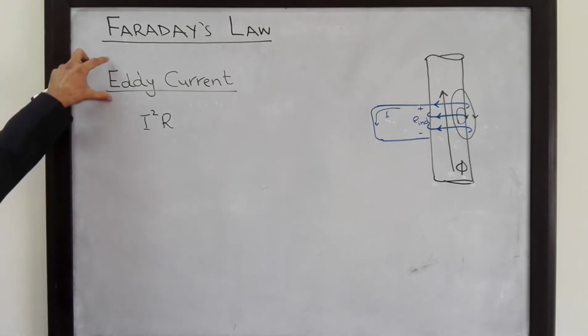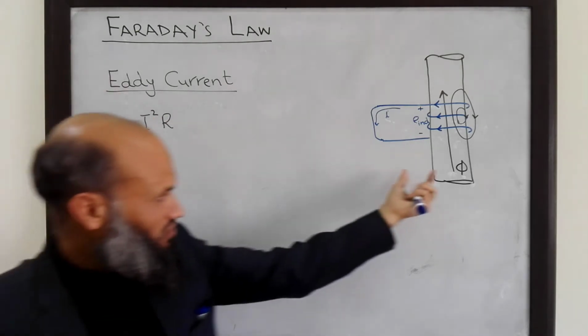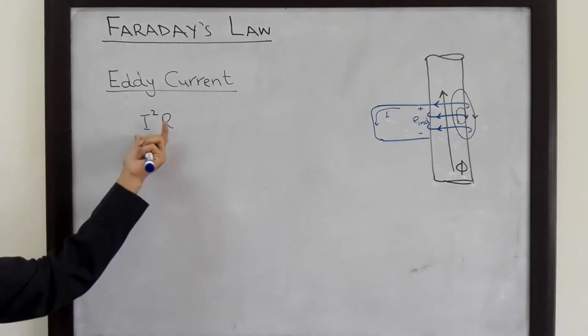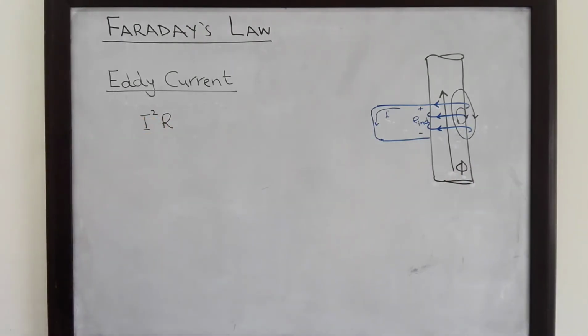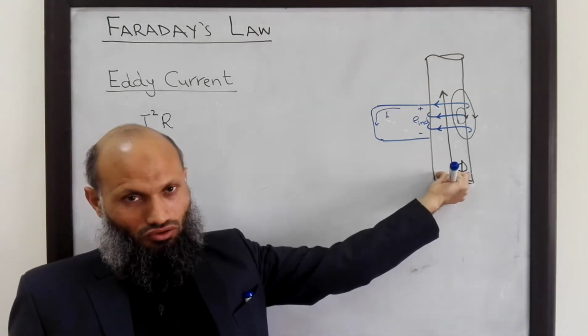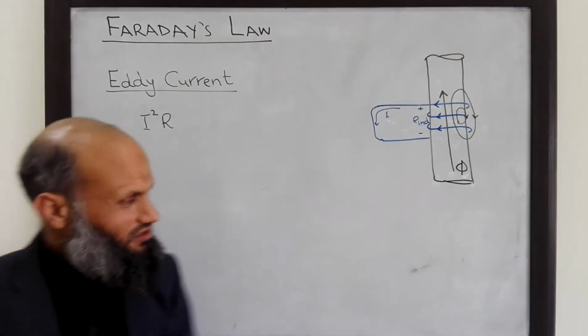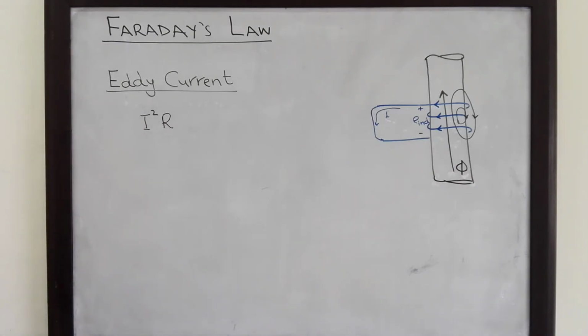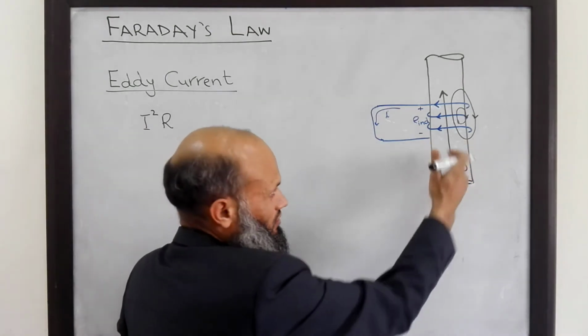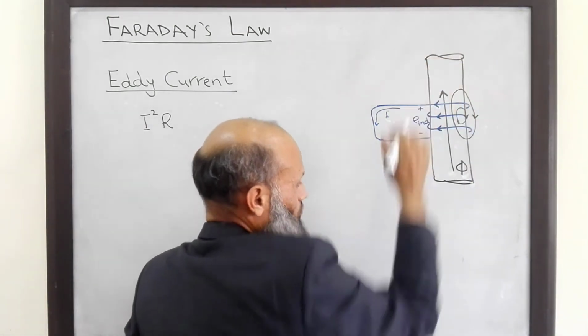So these eddy currents, which are produced in the core due to changing flux, result in losses. These losses are not only wasteful of energy, but may also result in heating of this core, which is undesirable. So to further clarify it, let me sketch the top view of this core.